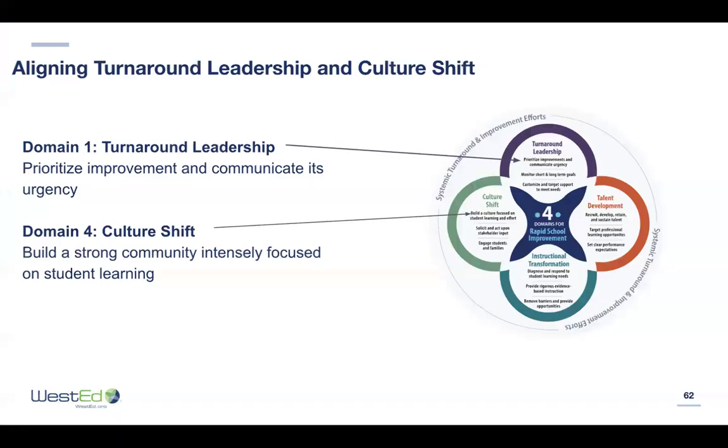Overcoming barriers to hiring and retaining high-quality staff is crucial for fostering a thriving educational environment. By aligning efforts with Domain 1, turnaround leadership, school leaders can prioritize improvement and communicate its urgency, ensuring that recruitment and support are central to school success. Additionally, Domain 4, culture shift, emphasizes the importance of building a community focused on student learning, which helps retain staff by creating a supportive, engaging environment. Together, strong leadership and a positive school culture are key to attracting and retaining top talent, ultimately driving student achievement.